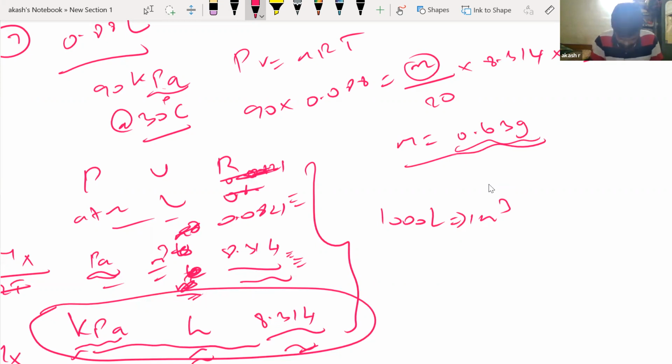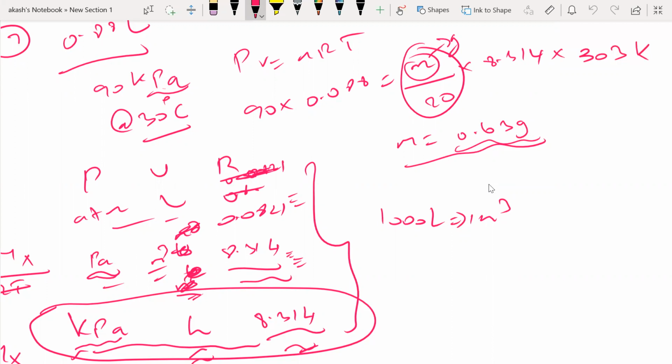How do we know that it's in grams? That's fine, because this is in grams only, no issues. We always write it like this: number of moles is given mass in gram divided by molar mass in gram per mole. So gram gets cancelled and we get mole. The answer you'll get will be in grams only, no issues at all. Next question.